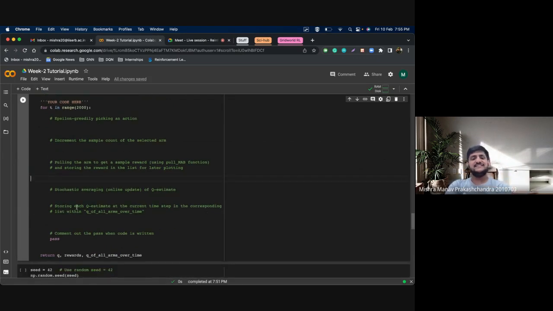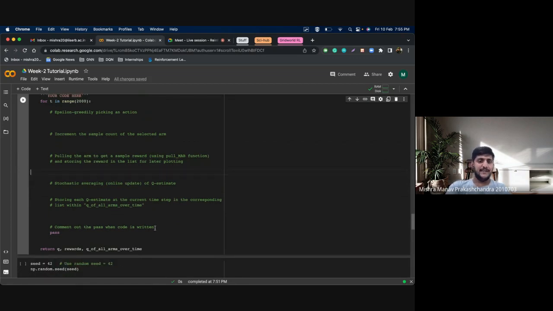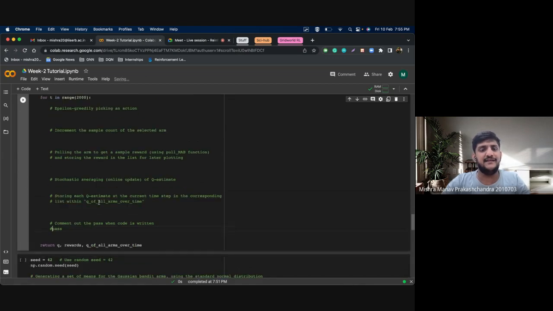Now store each Q estimate at the current time step in the corresponding list within Q of all arms over time. So you store the Q value and then comment out the pass when the code is written. Comment means you just put a hashtag in front of it after you have completed the code. Otherwise, it will throw an error because I have started a for loop without writing anything.